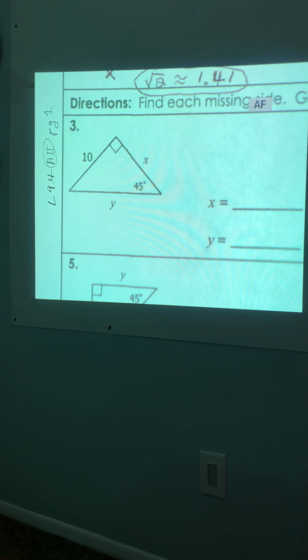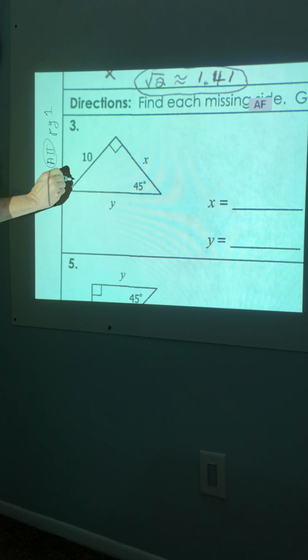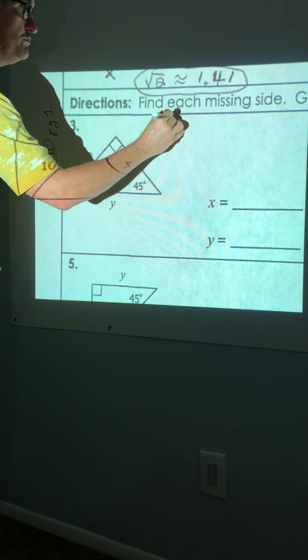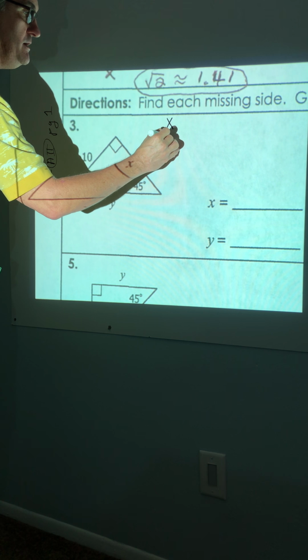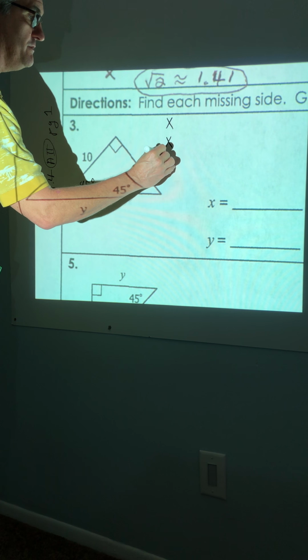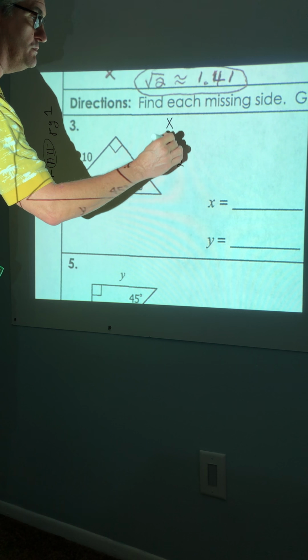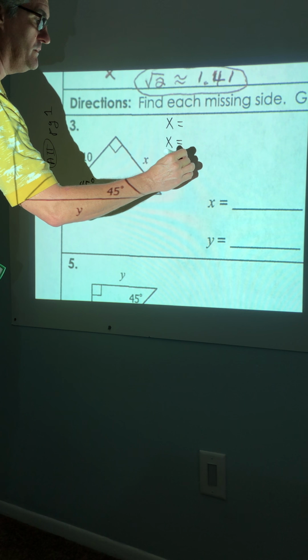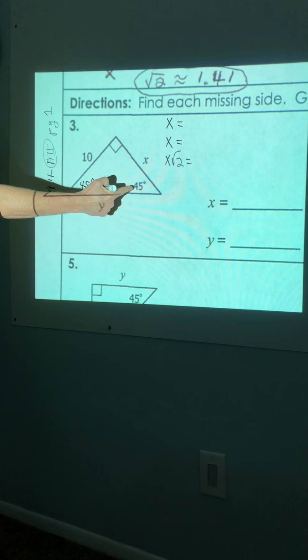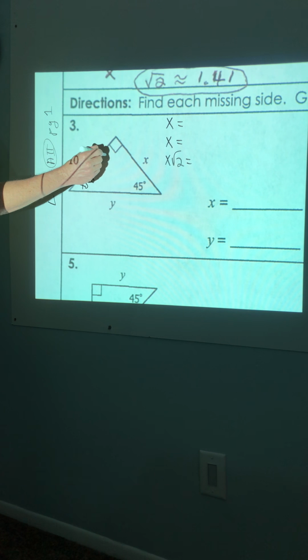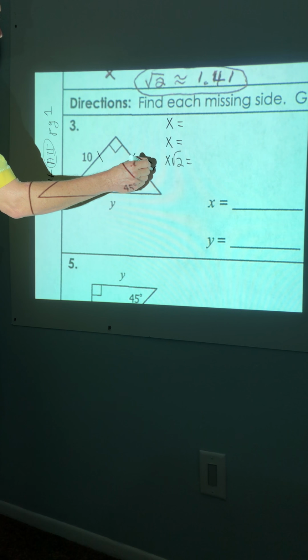Well, look, I see 90, I see 45. The three angles have to add up to 180, so this is definitely a 45, 45, 90. Go ahead and make your chart. Your chart is x, one leg, x, the other leg, and then the third side is x square root of 2. Also, if this side's 10, this side's 10, and now you're done with x.